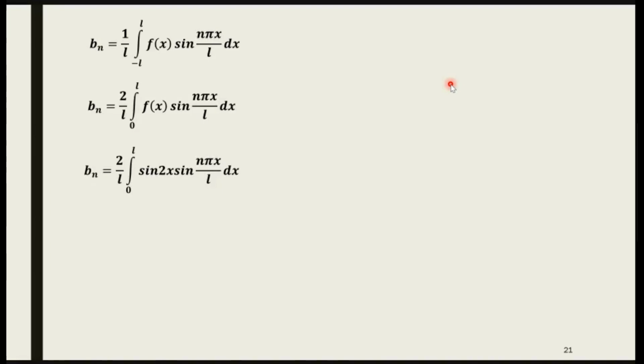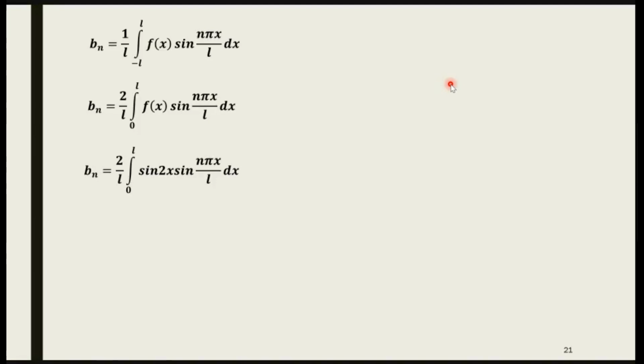कैसे इंटीग्रेट करना है bn को? Should I apply u into v? Can I apply u into v in this bn? No. Why? Because we are having two trigonometric functions. uv is applied when you have two different types of function: exponential into trigonometric, algebraic into exponential. When you have two different types of functions, we can apply u into v. So now what to do with the sine into sine?